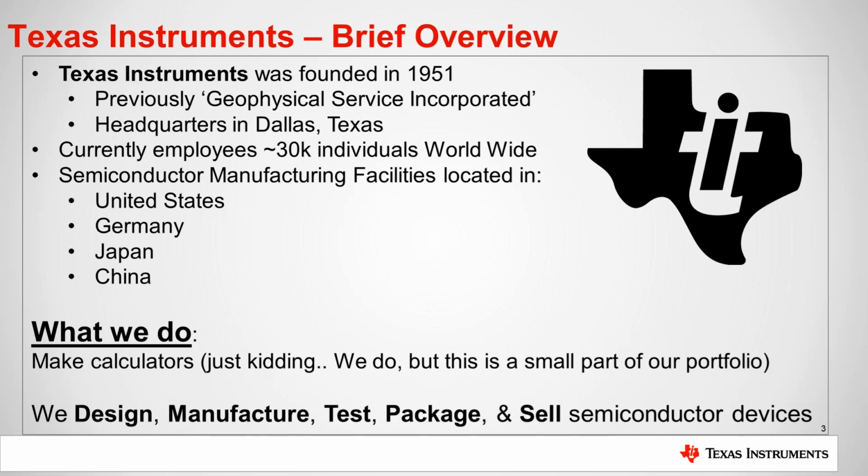We currently have about 30,000 employees. My position is in manufacturing specifically. So we're actually making the wafers and semiconductors and then shipping them out to assembly sites or as wafers as a whole. We have manufacturing sites in the United States, everywhere from Maine to Arizona to Texas. We also have sites in Germany, Japan, and China.